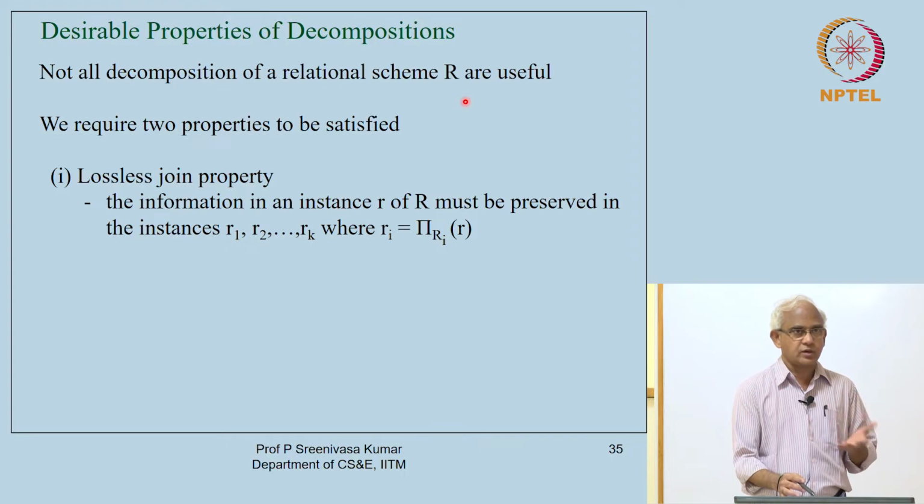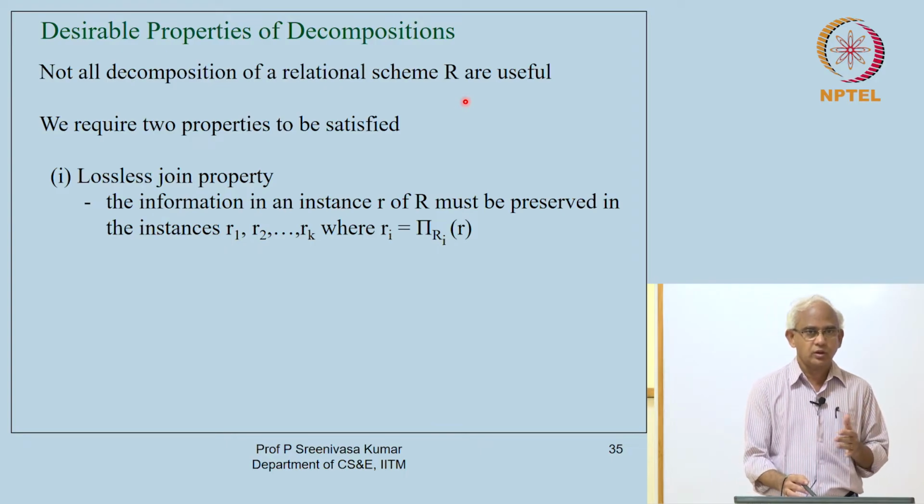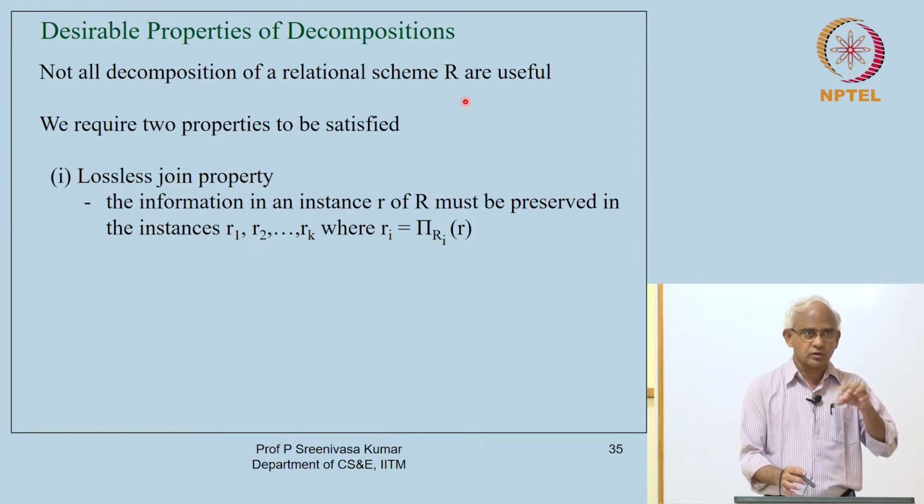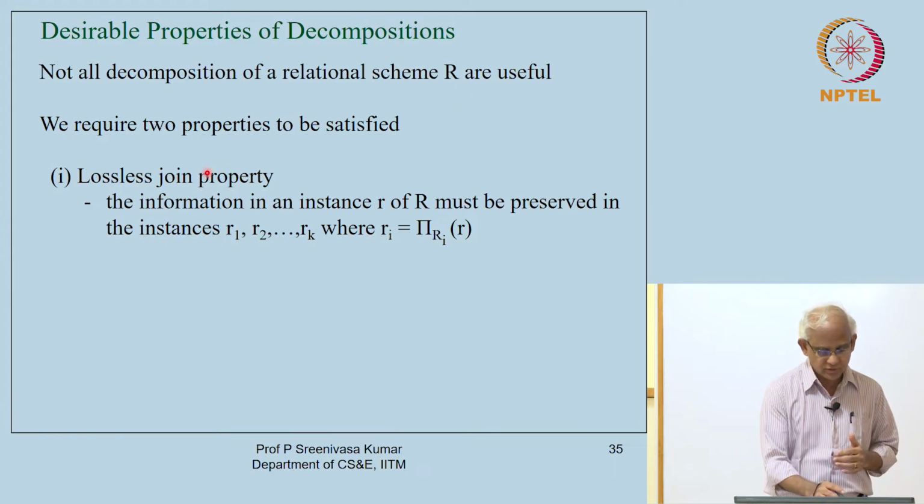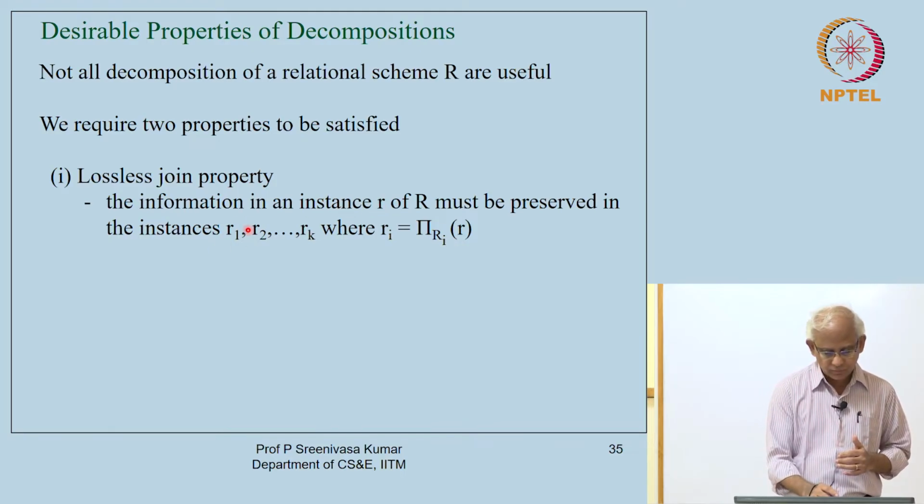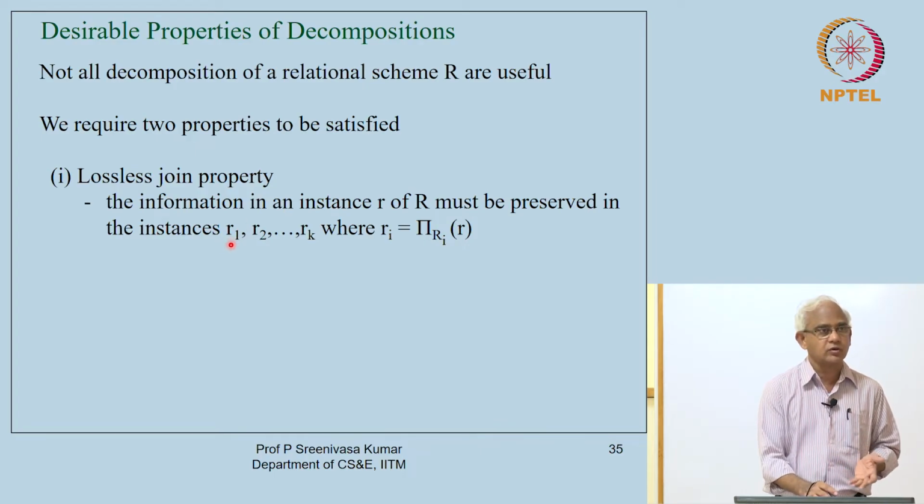Obviously you have to split the data also. Obviously you have to take the data, project it onto R1, project it onto R2, and then create data instances for these two schemes R1 and R2 that we decomposed from R, right. So data has to be also created. The original data, which is the instance R, has to be used in order to derive instances R1, R2.